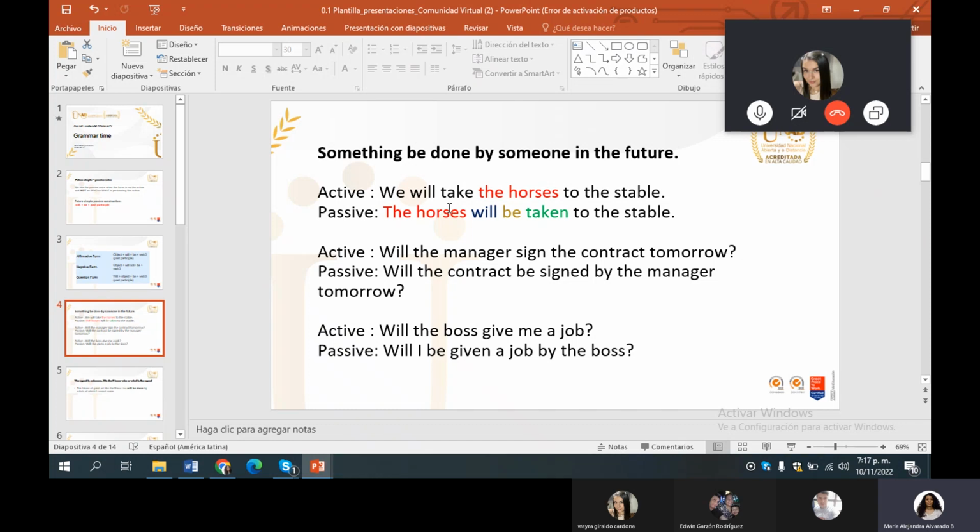Mario, can you please read this sentence in active and passive voice? Yes, teacher. Active: Will the manager sign the contract tomorrow? Passive: Will the contract be signed by the manager tomorrow? Nice. Waida. Yes, teacher. Will the boss give me a job? Will I be given a job by the boss?